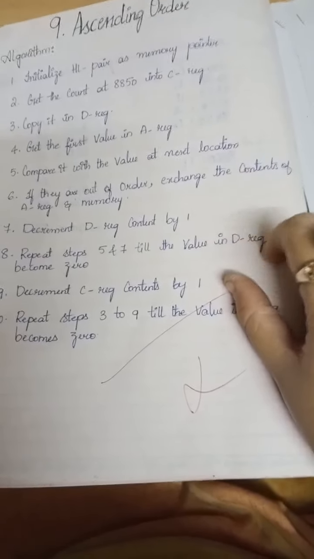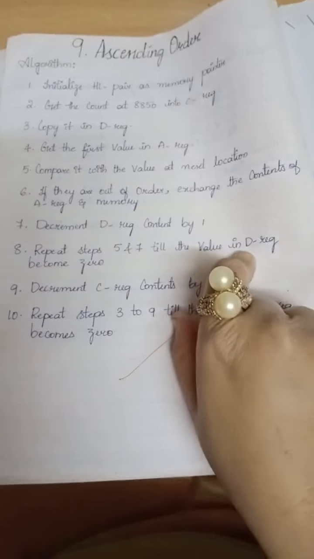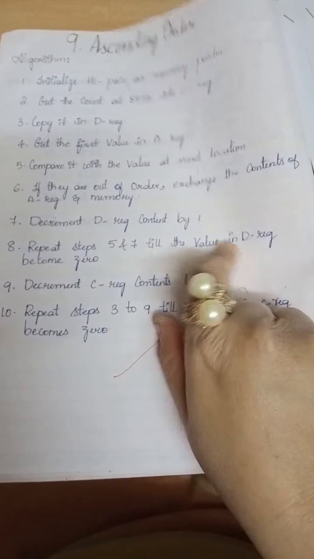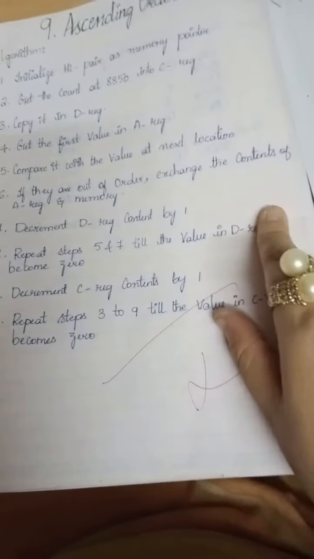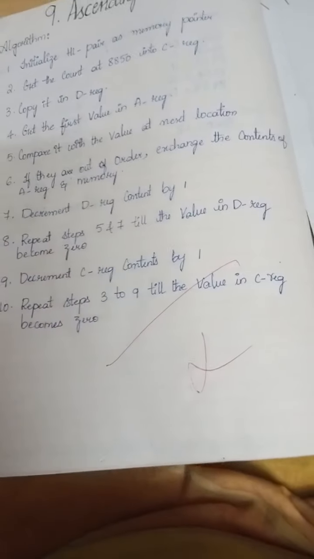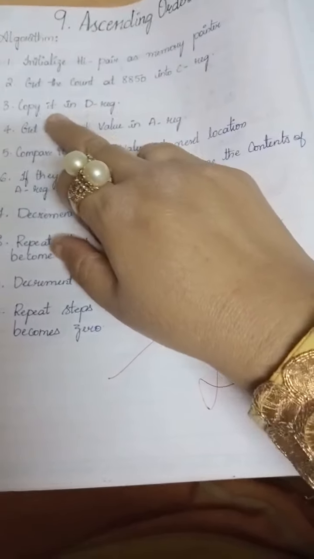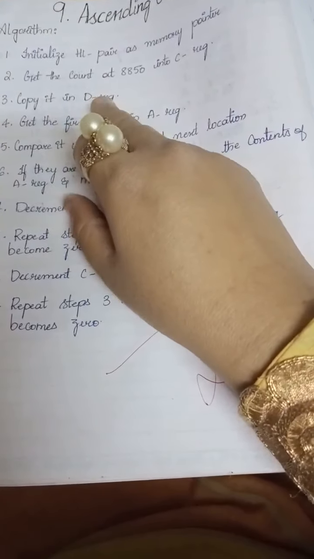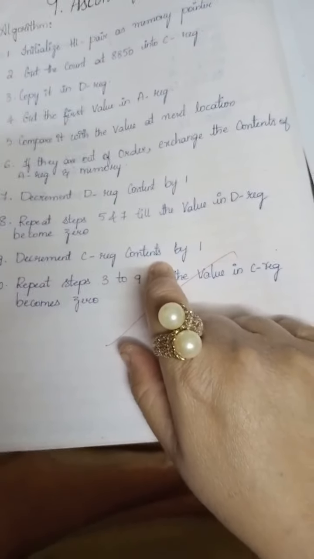At that time the D register count will become 0, and when this becomes 0, you have to decrement the C register by 1. So this will be decremented continuously, which means the arranged numbers will be moving to the final result memory locations. Finally you have to repeat step 3, that is, copy the count into the D register, and repeat the 9th step, that is, decrement the C register.